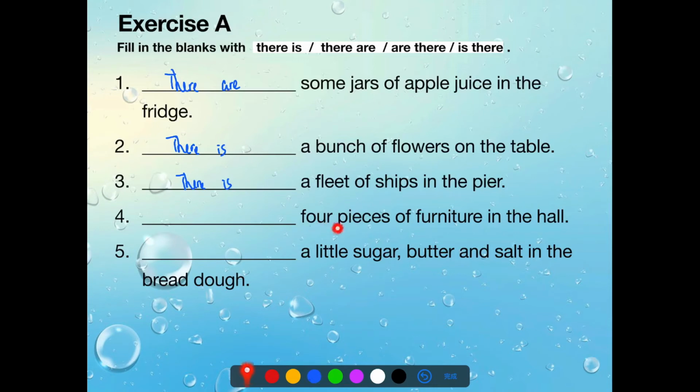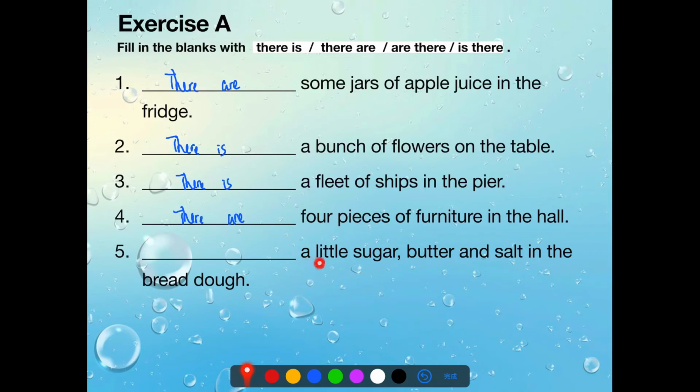Number 4. 4 pieces of furniture in the hall. There are 4 pieces of furniture in the hall. Furniture is uncountable, but we can say 4 pieces, so we have to use there are.